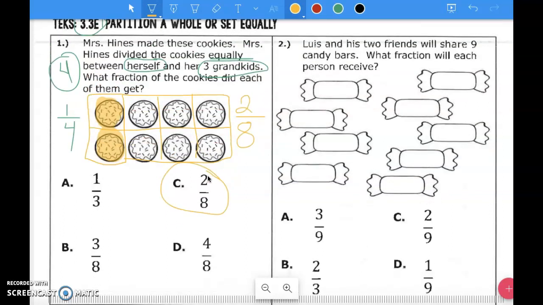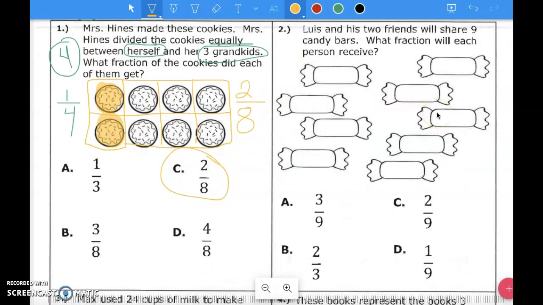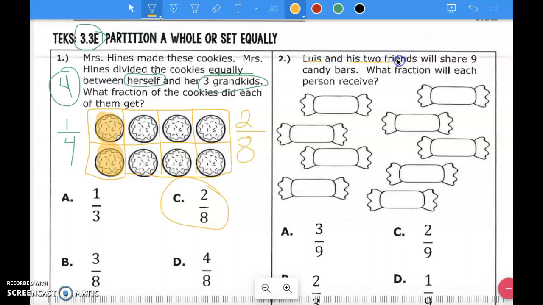There you go. Luis and his two friends will share 9 candy bars. What fraction will each person receive? Boys and girls, you have Luis and two friends. That is 3 people. 9 divided by 3. Okay, I need to make it into a timetable. So I can say 3 times what gives me 9? 3 times 3, 9. Okay, so the answer is 3. Each person will receive 3 candies.